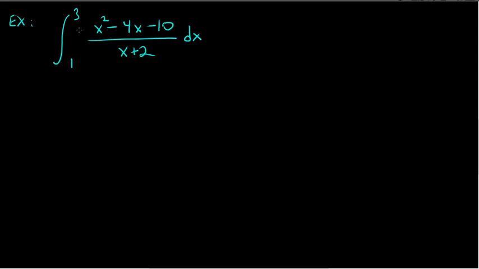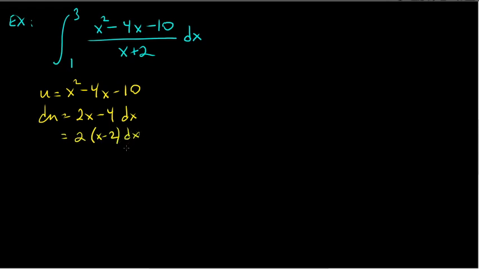So this looks interesting here. Because you're tempted to say, well, u might be what's in the numerator, x squared minus 4x minus 10. And then the derivative of that would be 2x minus 4 dx. But there's a couple of problems with that. First of all, even if you factor out the 2 here, you don't get x plus 2, you get x minus 2. You want to get x plus 2. But even that's not going to help because it's in the denominator. You need it in the numerator with the dx. So that was bound to fail. That just wasn't going to work here.